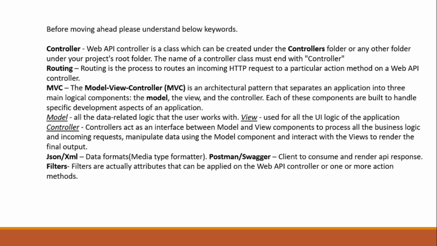And views, I think you already know, are the UI representation of the application. JSON and XML are media formatters, which are responsible for transferring and managing the data for the application. Postman and server are the clients which consume the API services, and filters are attributes used by the APIs to handle some logic before and at the end of the API execution. We will implement and understand more about this further.